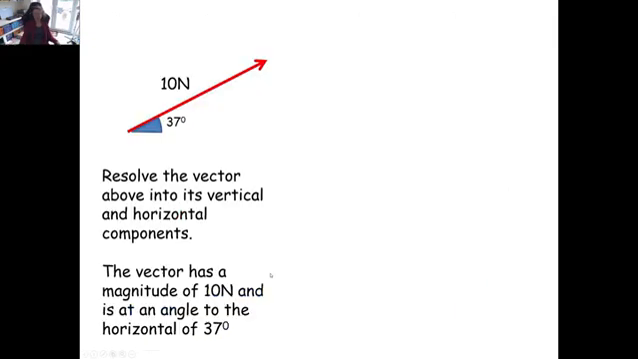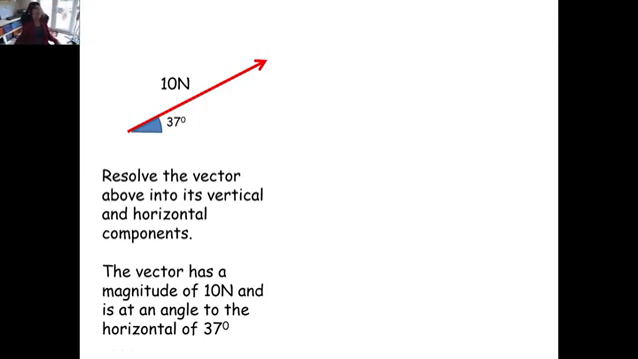Okay, so pause the video and have a go at doing this vector yourself. So I want you to take that vector of 10 newtons at an angle of 37 degrees to the horizontal, and I would like you to draw that out and then resolve that vector into a vertical and a horizontal component. So pause the video and have a go at doing that now.